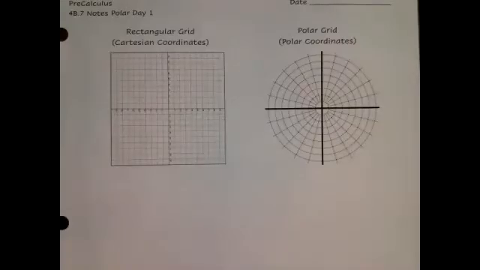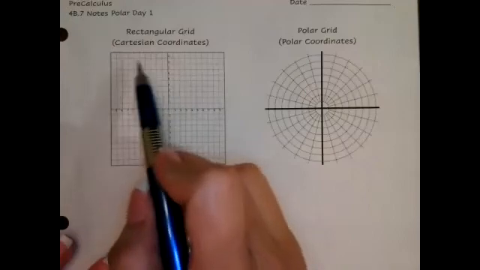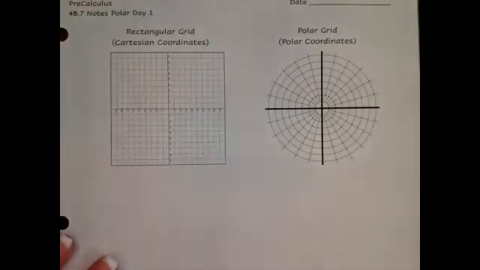All right, today we're going to do day one of polar equations. So we're going to start introducing you to what a polar equation looks like and how to plot it on a graph. We're going to start by reviewing what we know. So this right here is the rectangular or Cartesian coordinates. This is the one that you're accustomed to because you've been working with it for a while.